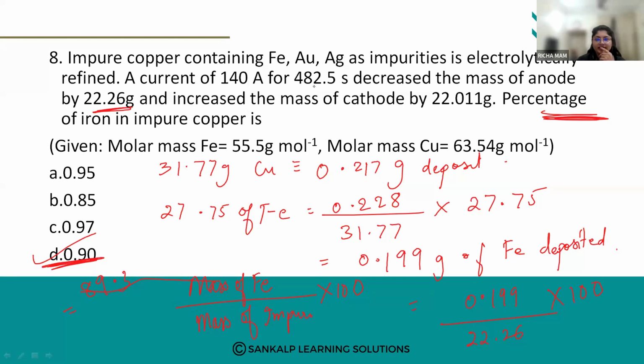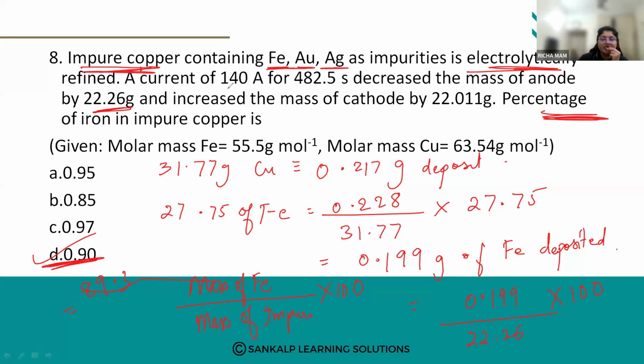So what we have done here is refining. They have done the refining of an electrode. Impure copper is there. In that impure copper, they want to find out the different impurities. Iron is there, gold is there, silver is there. These are electrolytically refined and separated from the impure copper.